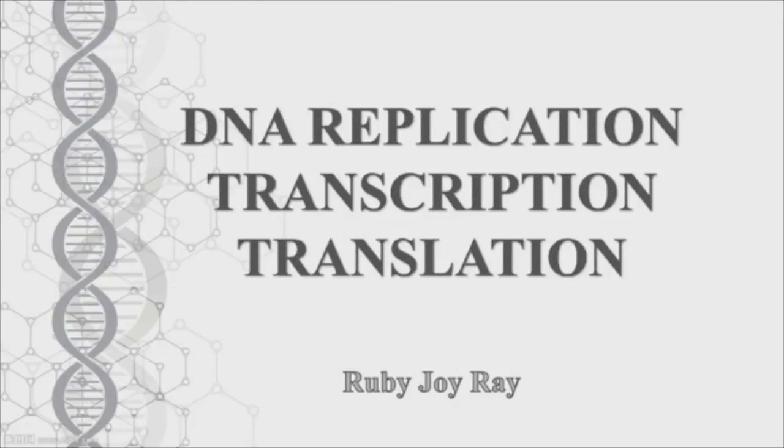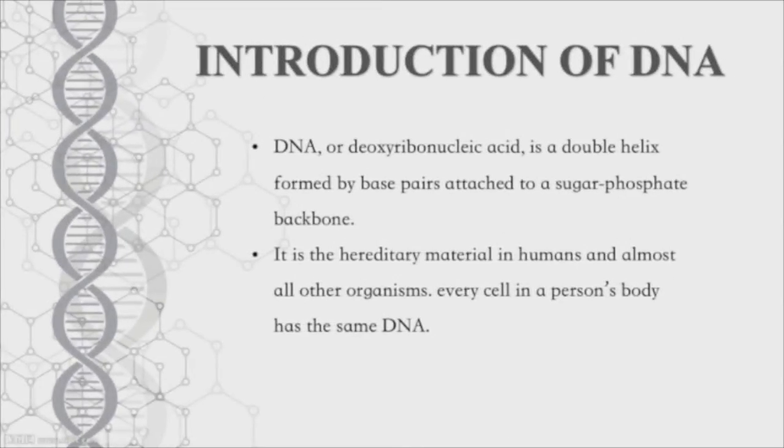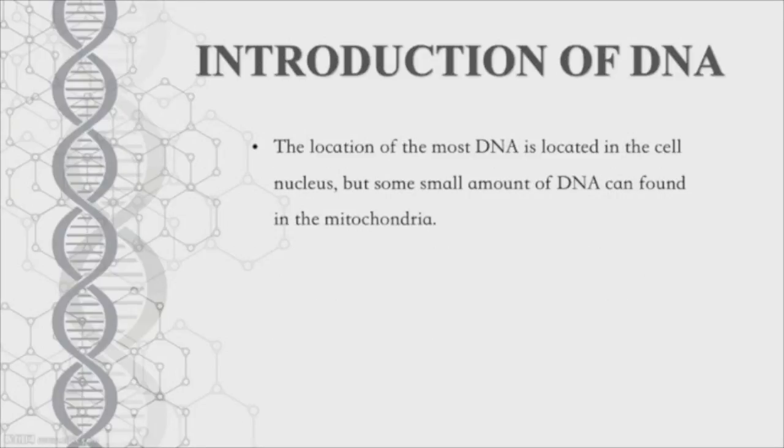In this video, we are mainly going to talk about DNA replication, and the transcription and translation of RNA. DNA, or deoxyribonucleic acid, is a double helix formed by base pairs attached to a sugar phosphate backbone. It is the hereditary material in humans and almost all other organisms. Every cell in a person's body has the same DNA.